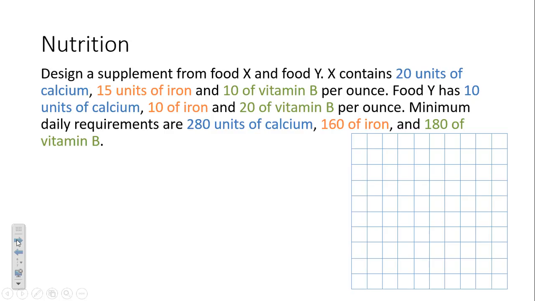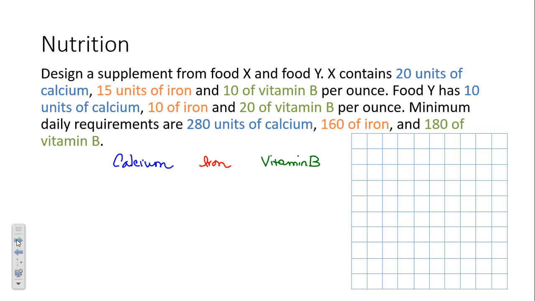All right, so the best way to do this is to say, guess what? I know I need calcium, so make a table. I also need iron, and I know I'm working with vitamin B.